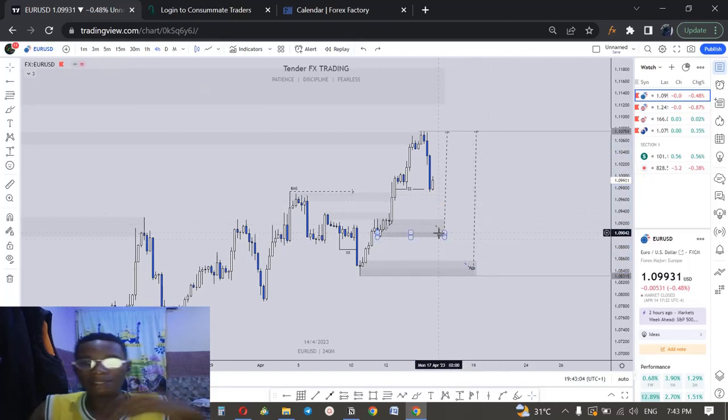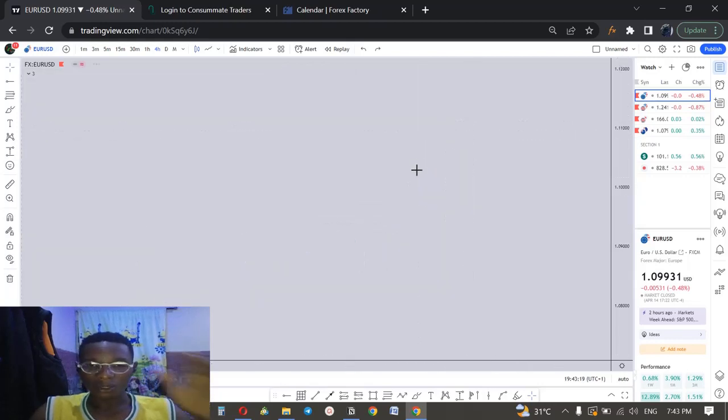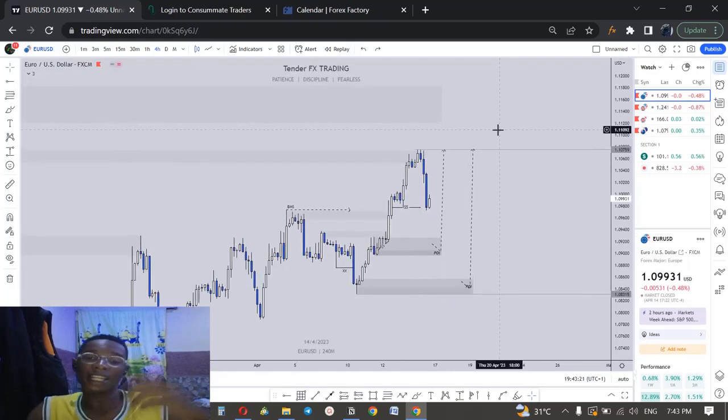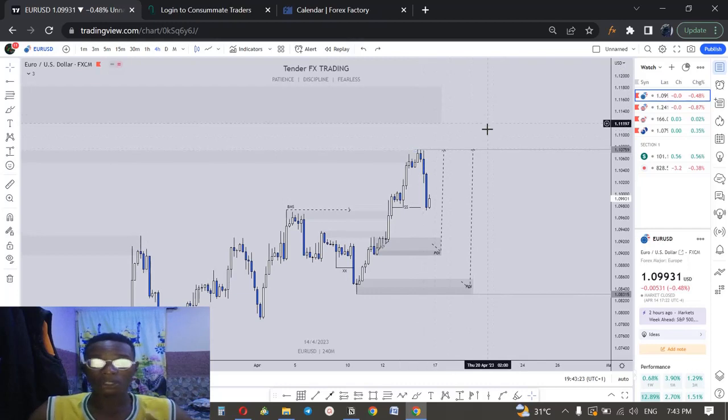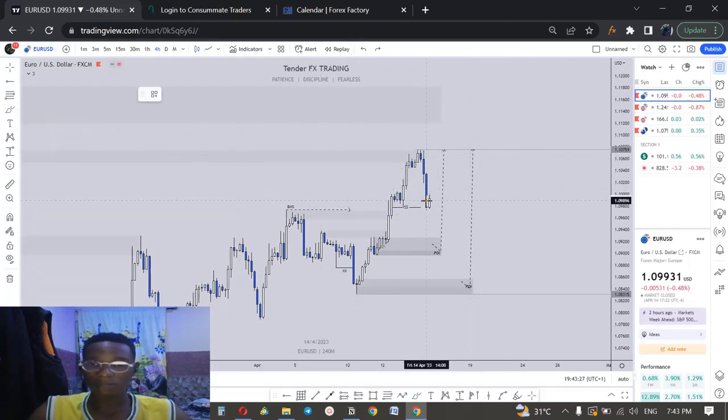Probably when price delivers to me and gives me that entry that I personally look out for in order to execute my trade. This will be my targeting area. I'll be targeting this weak high right here. This is where potentially I can take partials, because price can take out this high, as the market tends to do that most of the time, right?